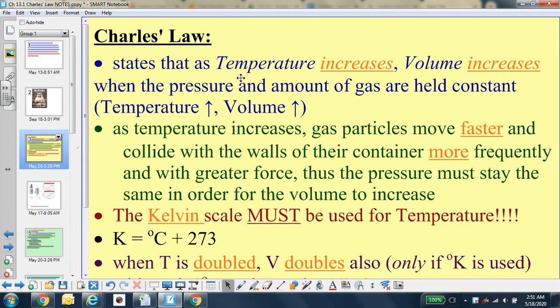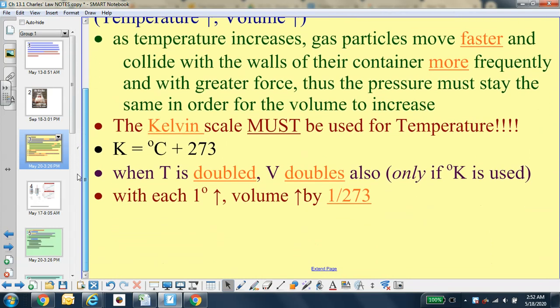With Charles' law, as temperature increases, the volume of a gas is also going to increase if we keep the pressure constant and the amount of gas that we have present constant. So, as the temperature goes up, gas particles move faster. They collide with the walls of their container more frequently and with greater force. So, the pressure has to be the same, unchanged, for the volume to actually increase.